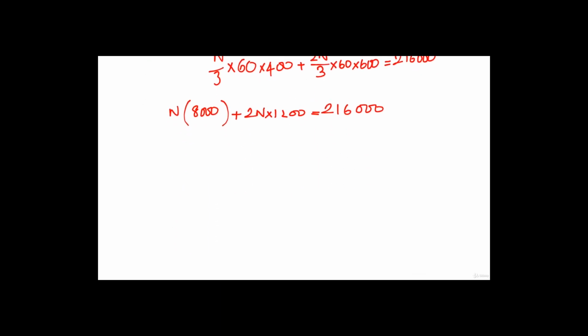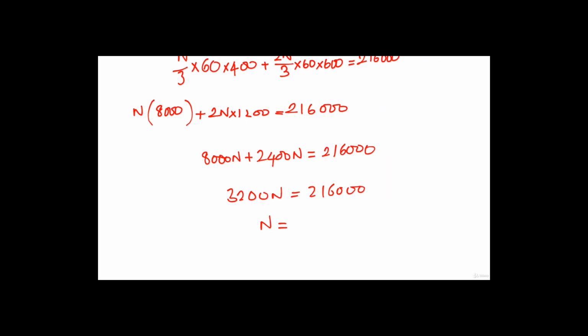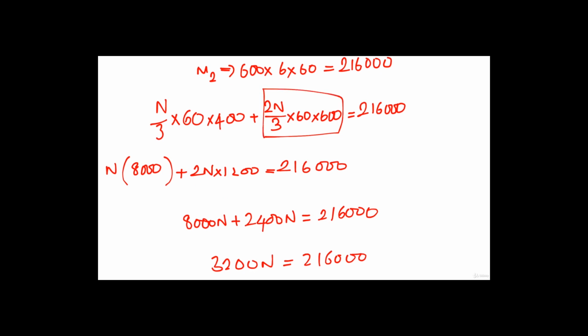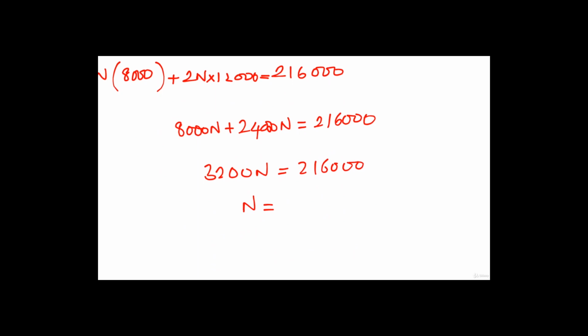So further, by solving, we get 8,000 n plus 2,400 n is equal to 2,16,000. So 3,200 n is equal to 2,16,000. So when we solve this, n will be equal to... 2n by 3 into 60 into 600 is 2n into 12, 24,000, sorry for that. So 24,000 n. So totally we have 32,000 n.